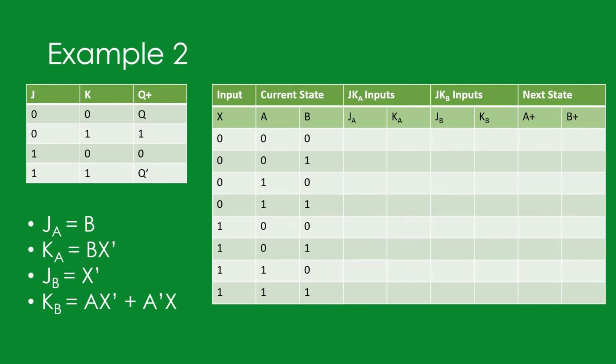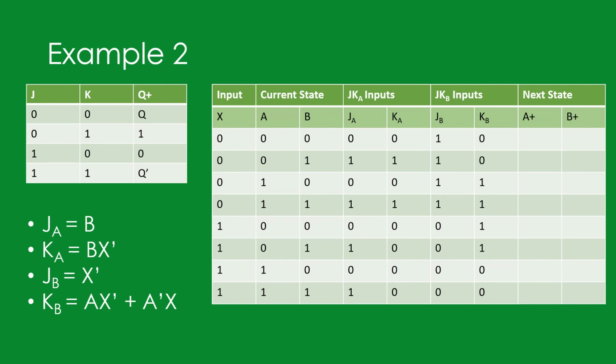Let's start with the A flip-flop, whose equations just depend on B and X. Next, we'll fill out the B flip-flop using its equations. Finally, we'll determine the next state of each flip-flop based on what the inputs are.